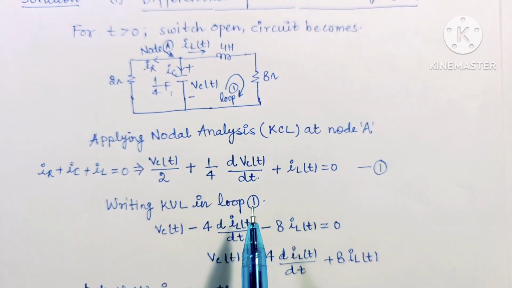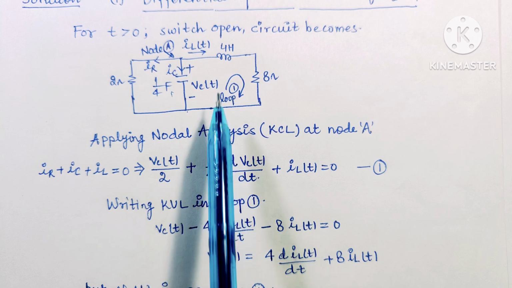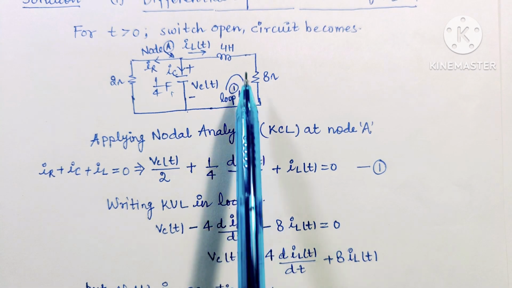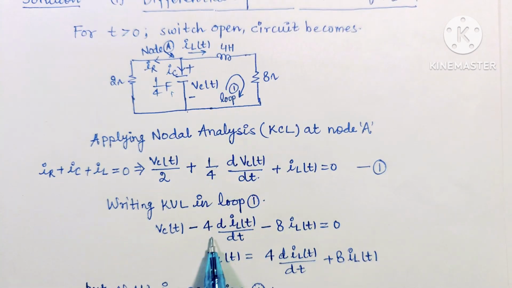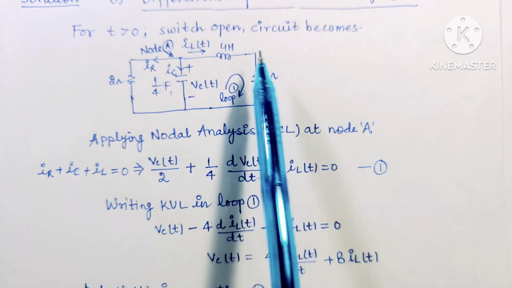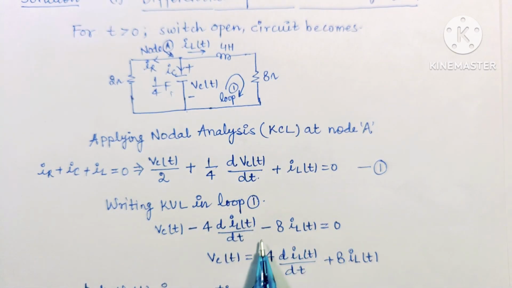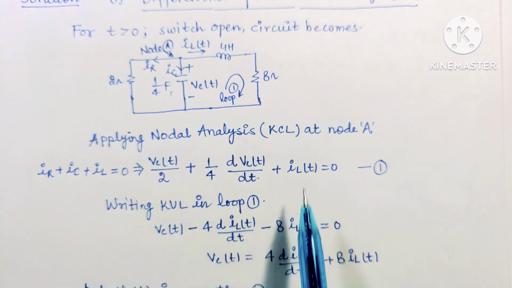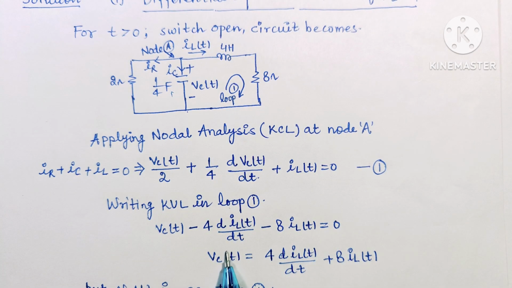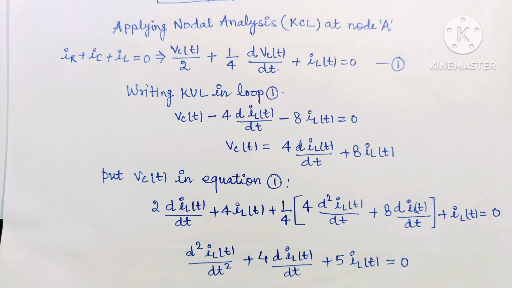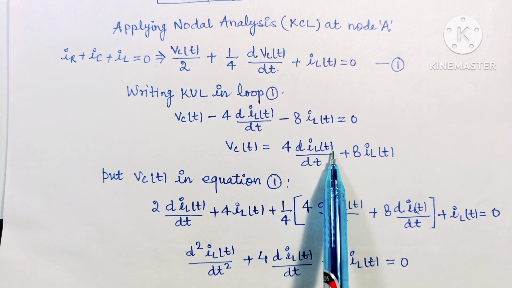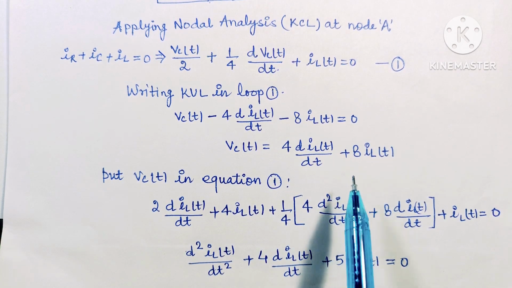Voltage across the inductor can be written as L di/dt. So here the inductance value L is given as 4, so 4 diL/dt, and the voltage across this 8 ohm resistance can be written as minus 8 into iL(t). So here this will be the equation. We will find the value of vC(t) here. Then vC(t) can be written as 4 diL/dt plus 8 iL(t).